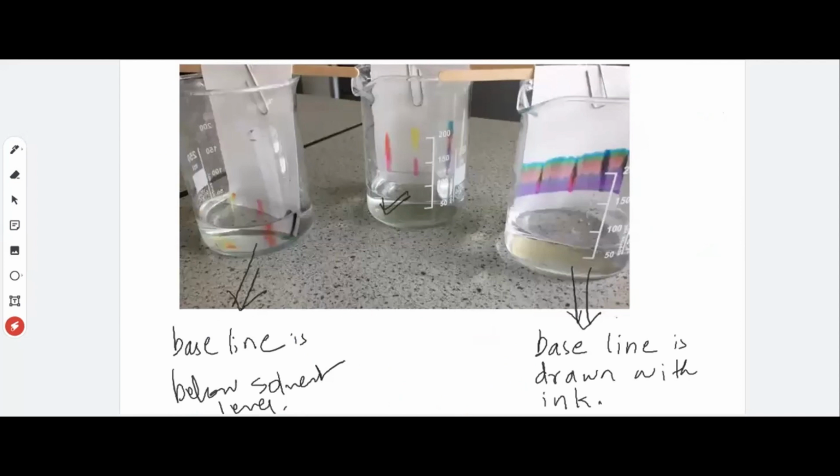Now look over here. This is the correct way to do it, and this is also the correct way to do it. Let's say there is just one solute spot which is climbing up. And if you have three different solute spots, you can place them like that, and these solute spots will climb up. But imagine over here you have drawn the baselines with ink. Along with the ink, the dyes would also mix up and interfere with the result.